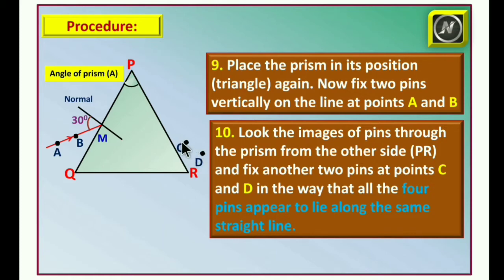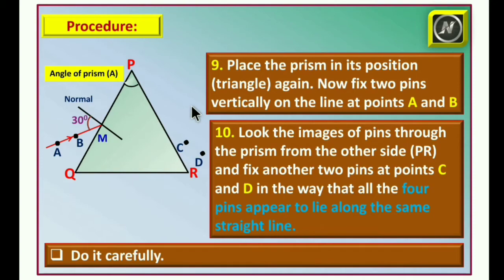So how do we know the points C and D? When you are observing the images from the other side, these four pins, A, B and C, D, should appear to lie along the same straight line. At those positions we place two more pins vertically at C and D. Do it carefully.